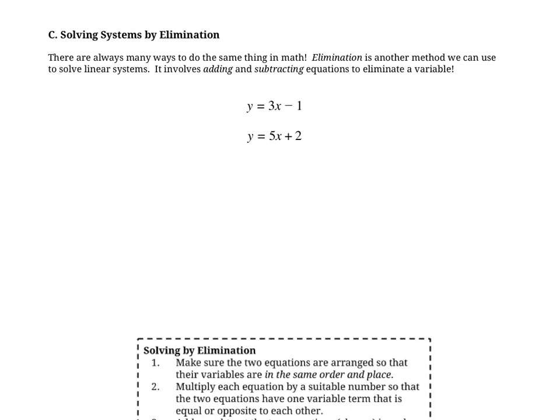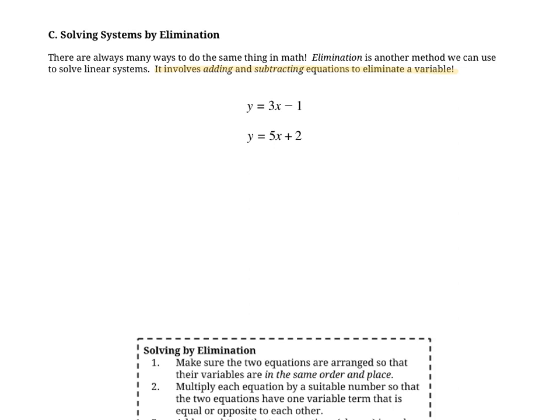Another way to solve a system of linear equations is by using a method called elimination. Now recall that a system of linear equations is just more than one equation acting at the same time. In our questions, we'll only be dealing with two equations. So elimination involves adding or subtracting our two equations together to eliminate one of the variables.